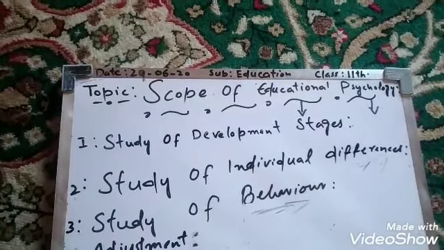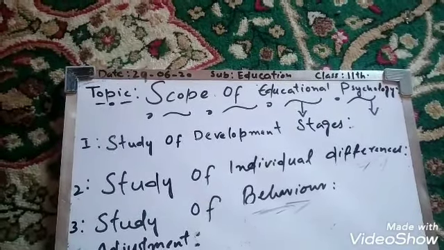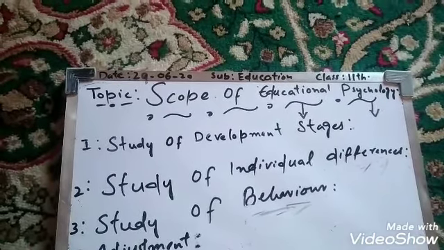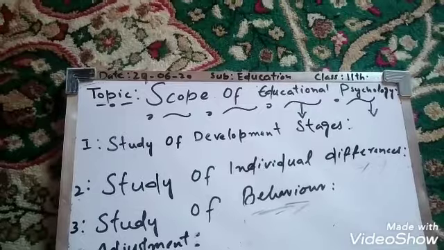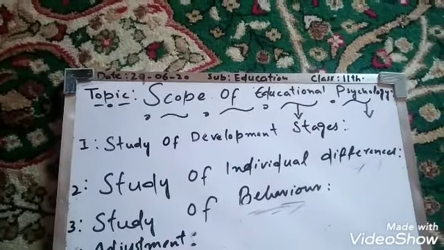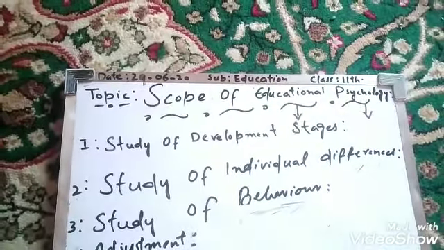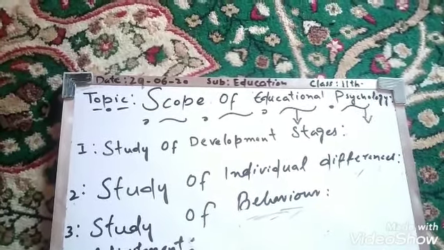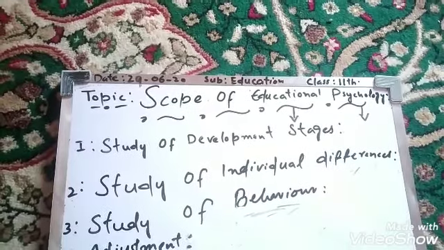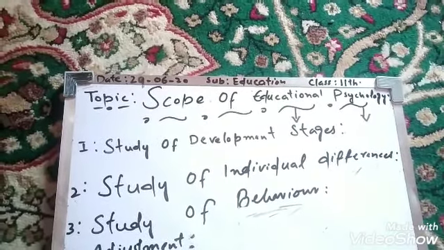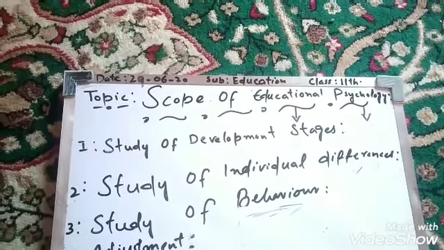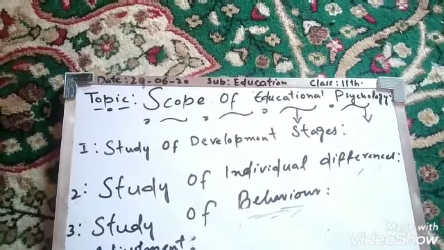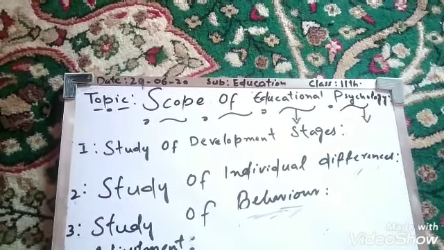The next one is research. Research and educational psychology are related fields. Research, in every field, is a must, mostly in education, because with the help of research, we can bring some new innovations, new methodologies, and these methodologies will help us to overcome the problems which are still in the way of the teaching learning process.